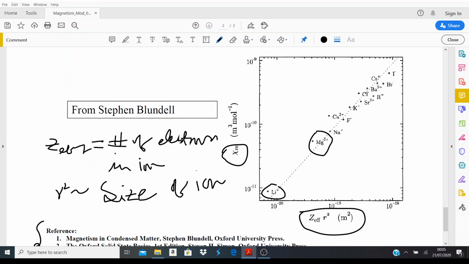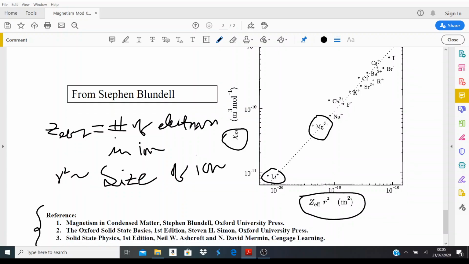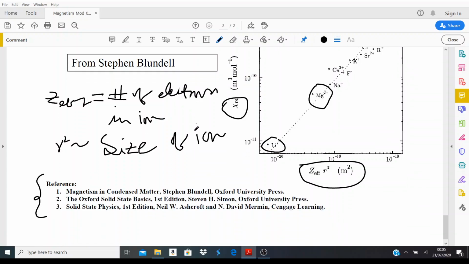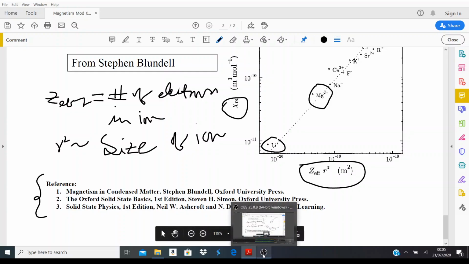In the next lecture, I'll start talking about how to derive the expression for diamagnetism in a quantum mechanical setup. And I think that's about it, and thanks for listening.